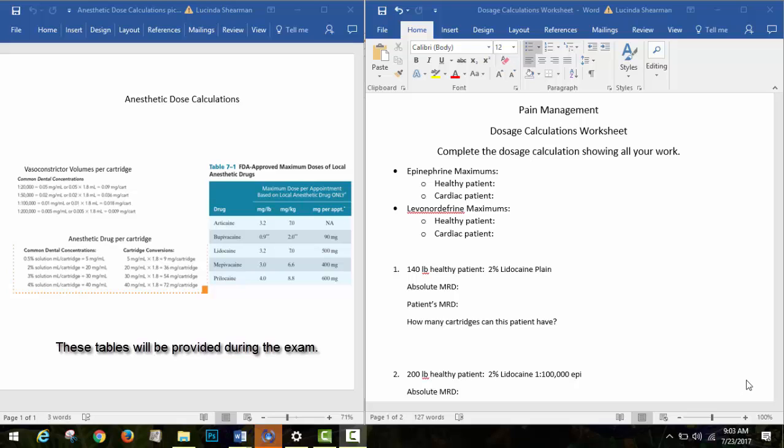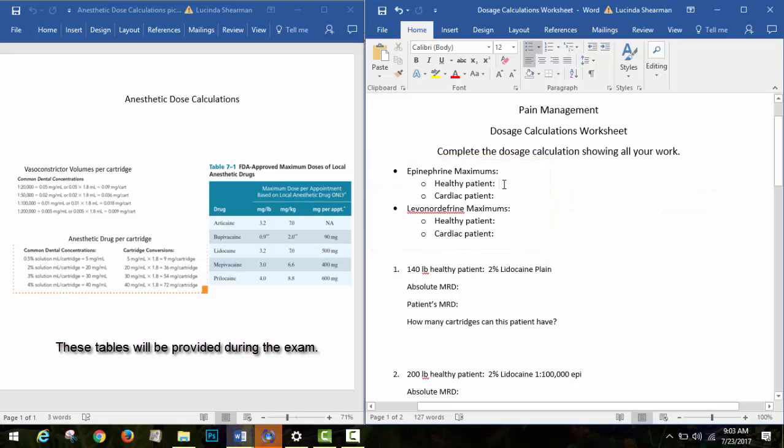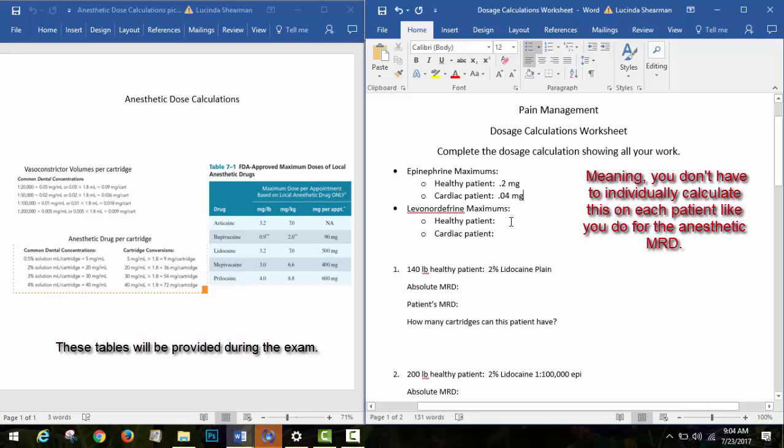To begin with, I wanted you to identify the MRDs of epinephrine and levonordefrin because you need to know this. It's very simple. They are the same for every patient, whether it's a healthy patient or a cardiac patient. So a healthy patient for epinephrine is 0.2 milligrams. For a cardiac patient, it is 0.04 milligrams. That's the same for all patients.